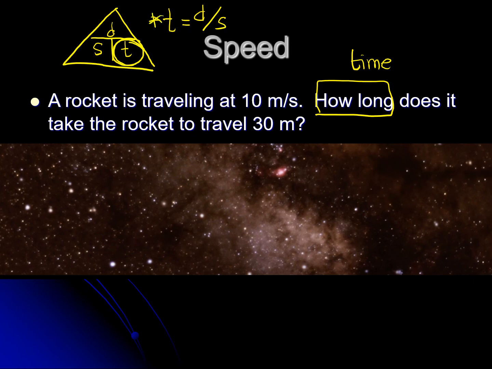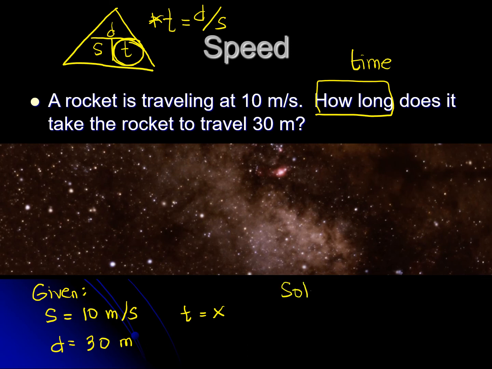So given here, our given values: speed is 10 meters per second, distance is 30 meters, and our time here we don't know. So our formula is T is equal to D over S.